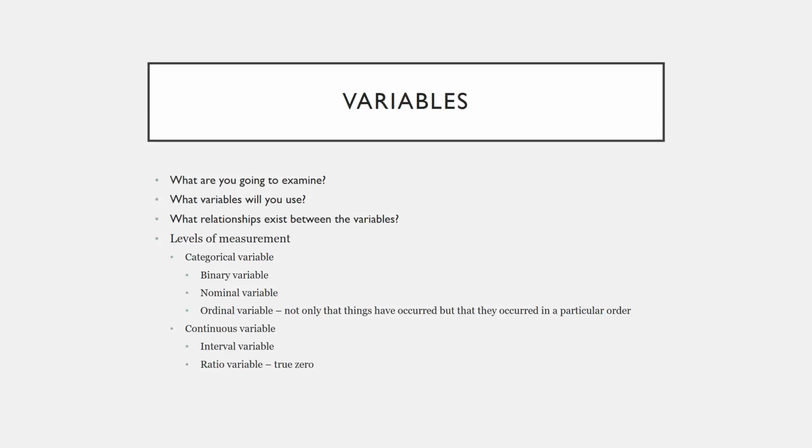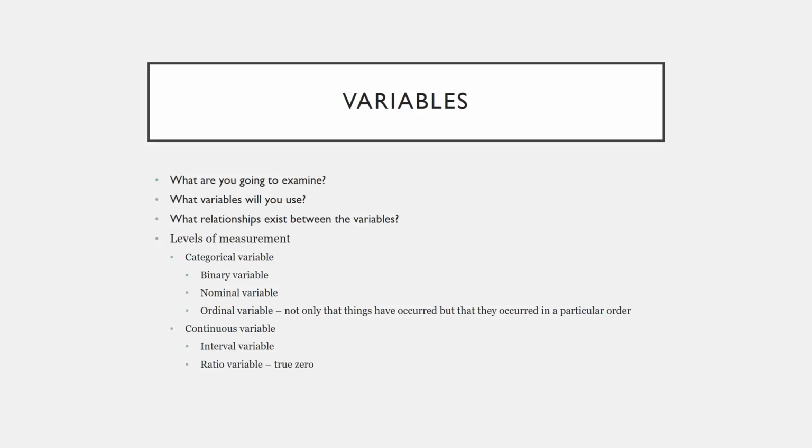The other one is a continuous variable, and these are numeric variables. And these are actually, in quantitative studies, going to be your more common variables. You have an interval variable and a ratio variable. An interval variable could be something like months of the year, where there really is no starting point, there's no true zero, and they're just categories that your subjects can fit into.